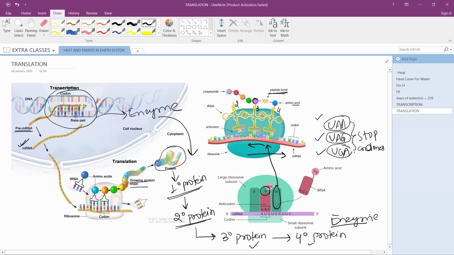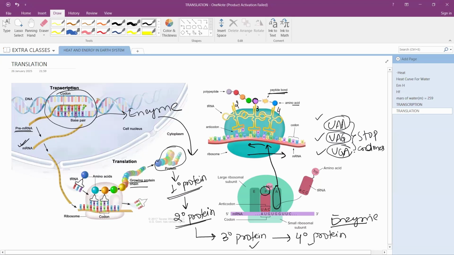So if we summarize the steps in translation, the first step is activation of amino acids. Amino acids are activated by ATP. Can you tell me the full form of ATP? Adenosine triphosphate. ATP is also the energy currency of the cell.